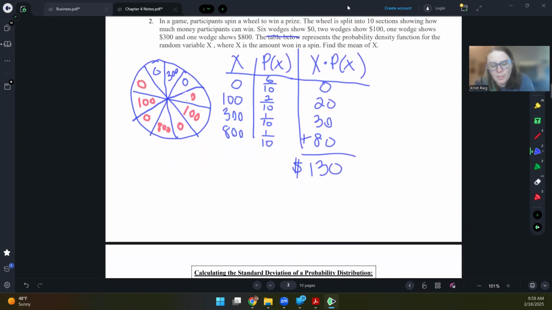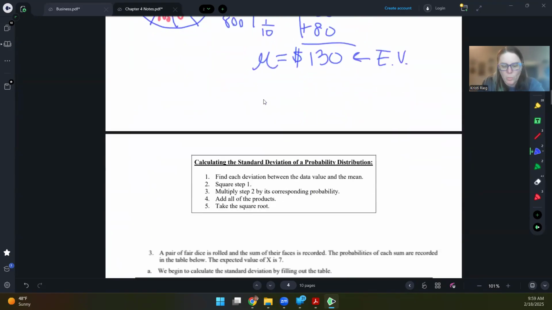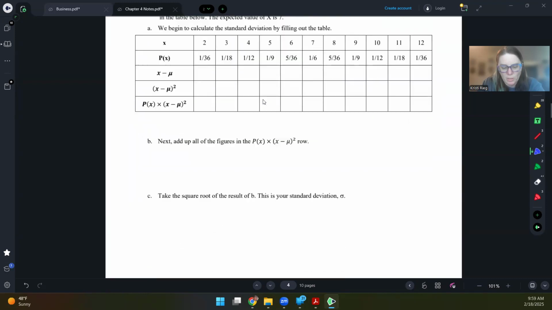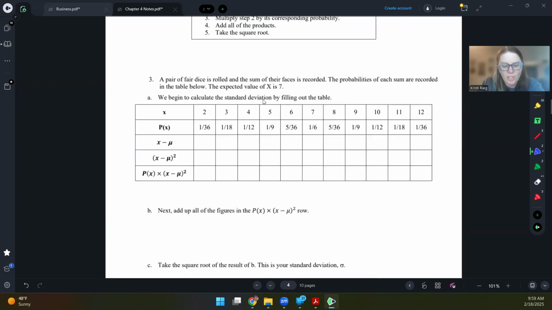Okay, so this is mu, but it's also the expected value. They both mean the same thing. So when you see in the instructions, find the mean of a probability density function, that means find the expected value. Okay. One more topic, the last one, standard deviation.